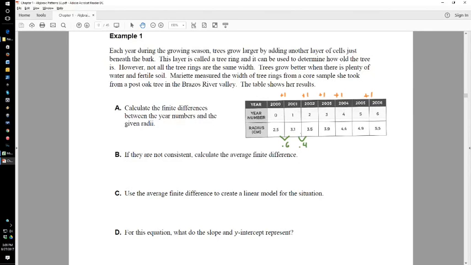This one is 0.4. This one is 0.4. This one is 0.5. This one is going up 0.5, and this one's going up 0.6. All right, so those are the differences. All right, and then the next one says if they are not consistent, calculate the average finite difference.